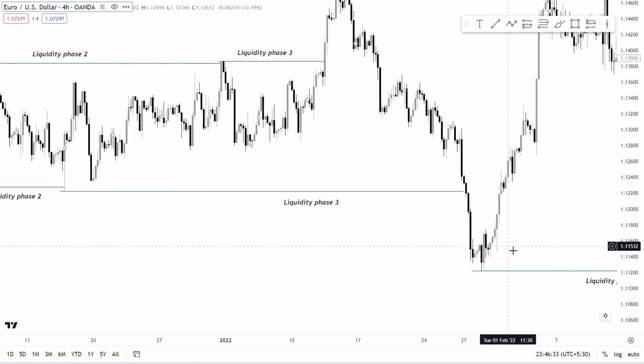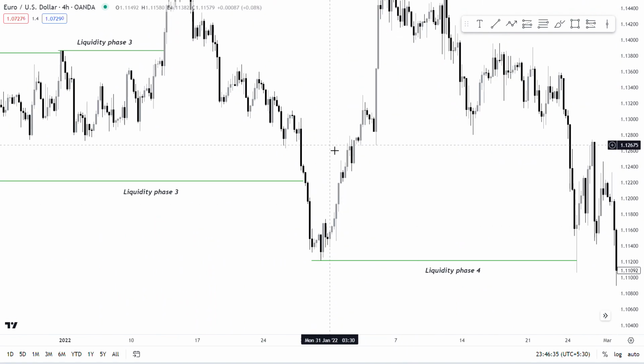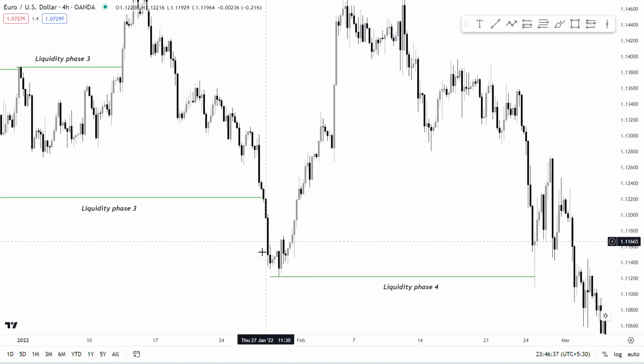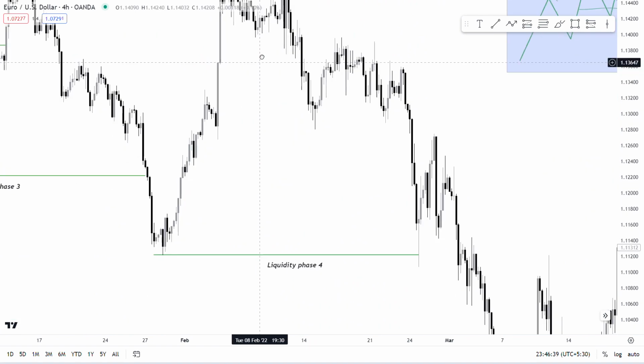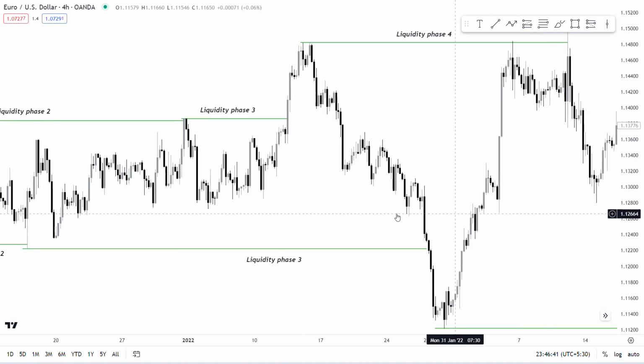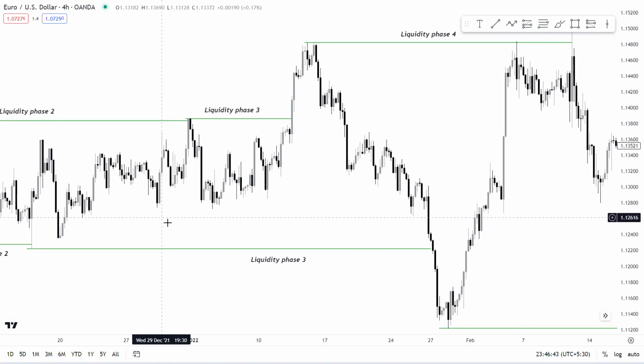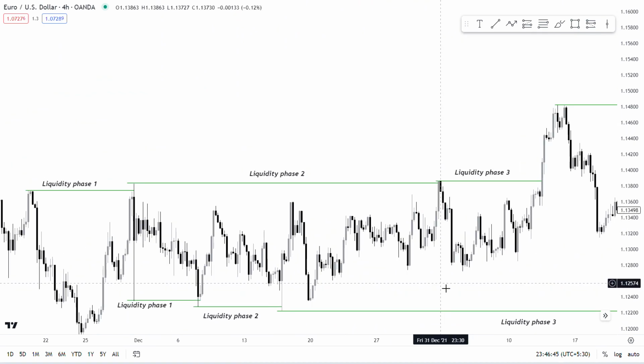It's enough for you to get profitable in the markets. There are totally 4 phases of liquidity in the market. So this is phase 4. This is phase 4, kind of a good reaction. The market always repeats the liquidity cycles. When phase 4 is completed, it again starts from phase 1.